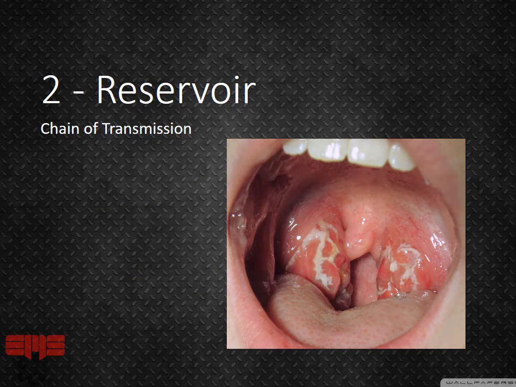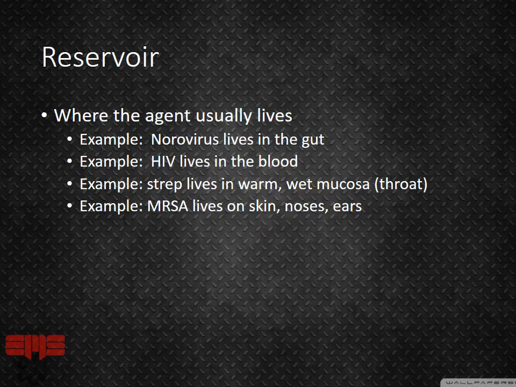Reservoir, that is, as we mentioned, where the agent usually lives. Just a few examples of that. Norovirus lives in the gut, infects GI cells, and that's what makes you sick. HIV lives in the blood. Strep throat lives in warm, wet mucosa, which mucosa is the lining of your lips, your mouth, your throat, your nose, all the way down to your anus. That is what we call mucosa.